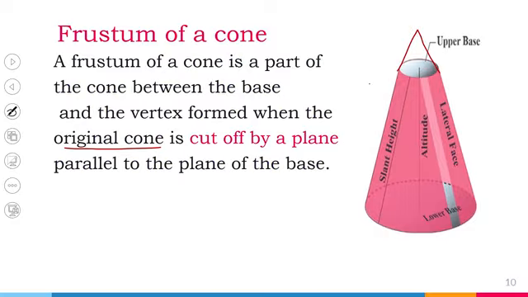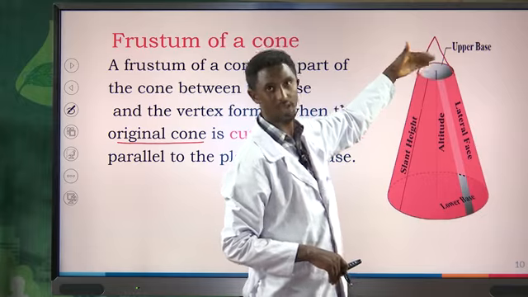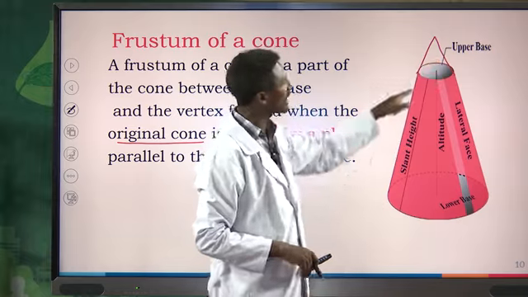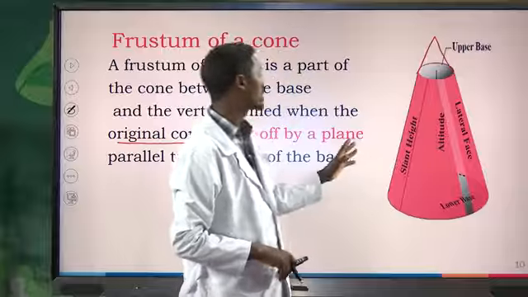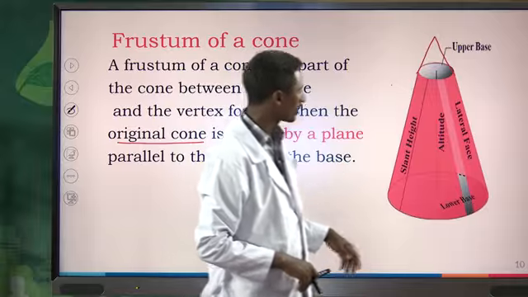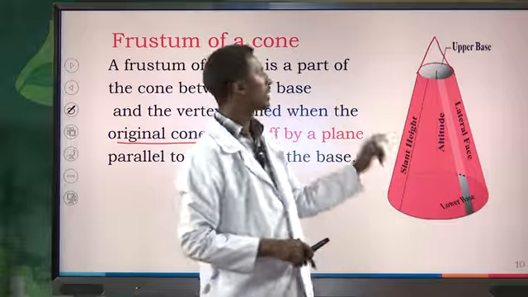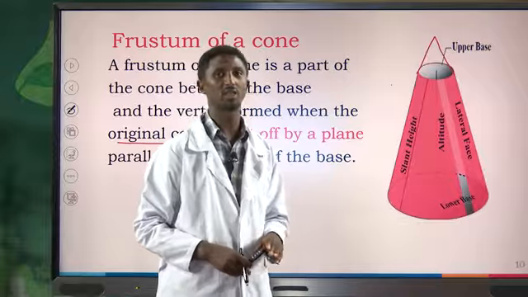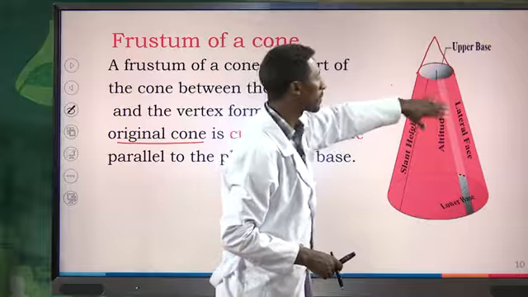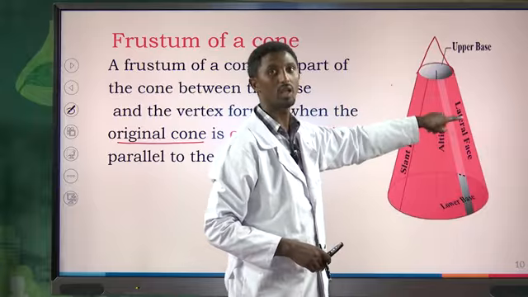So for this frustum of a cone, this one is what we call the lower base, the upper base, or we can say the cross-sectional area. The slant height is the side height of this frustum of a cone, and the altitude, or sometimes we call it the height, is the perpendicular distance between the two bases. And the curved surface is what we call the lateral face.